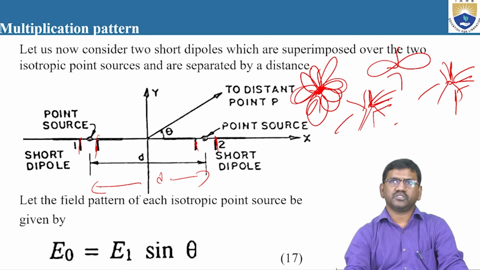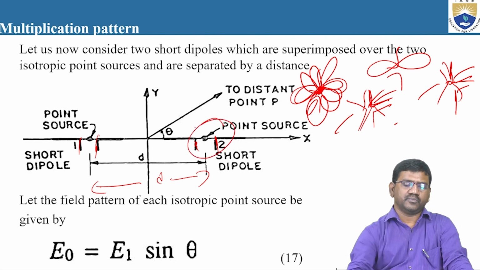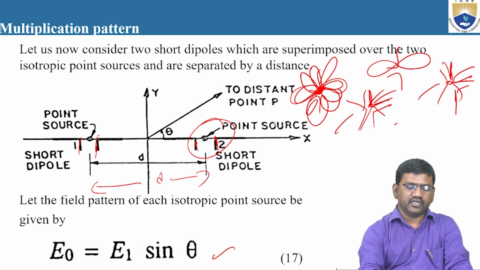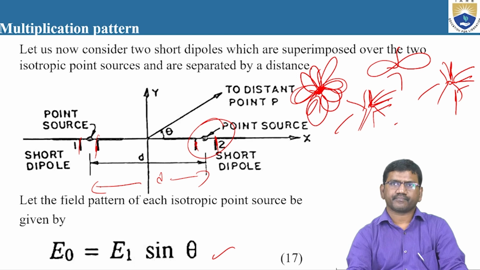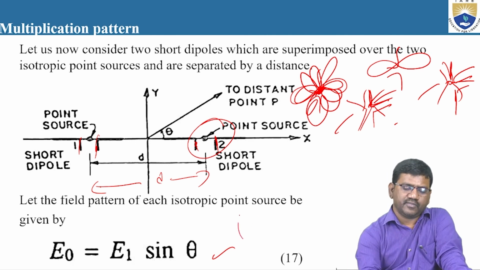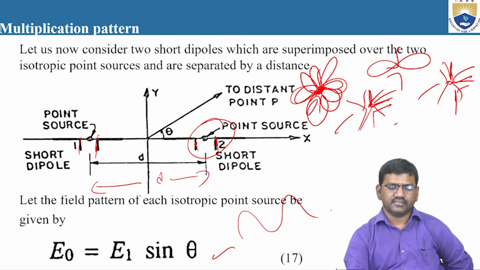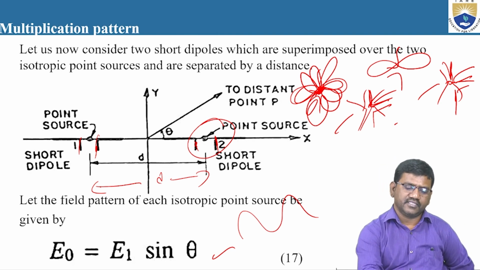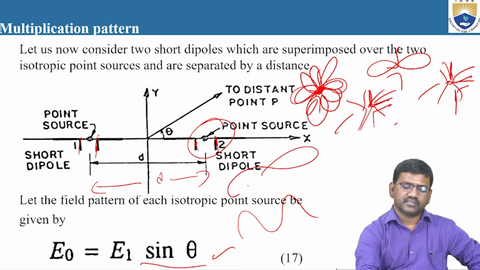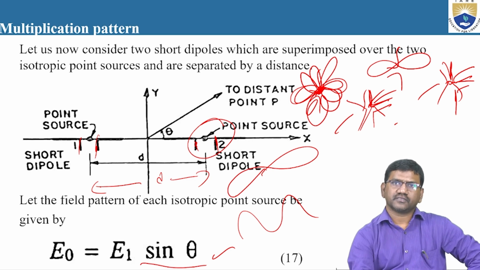That means a point source is superimposed on a dipole, and here also a dipole is superimposed on the point source. So by doing so, let us assume the field pattern of each isotropic point source is given by E naught is equal to E1 sin theta. We know that the sin theta function will be like this. So if we take the function E naught is equal to E1 sin theta, the radiation pattern will be like this from these two point sources.